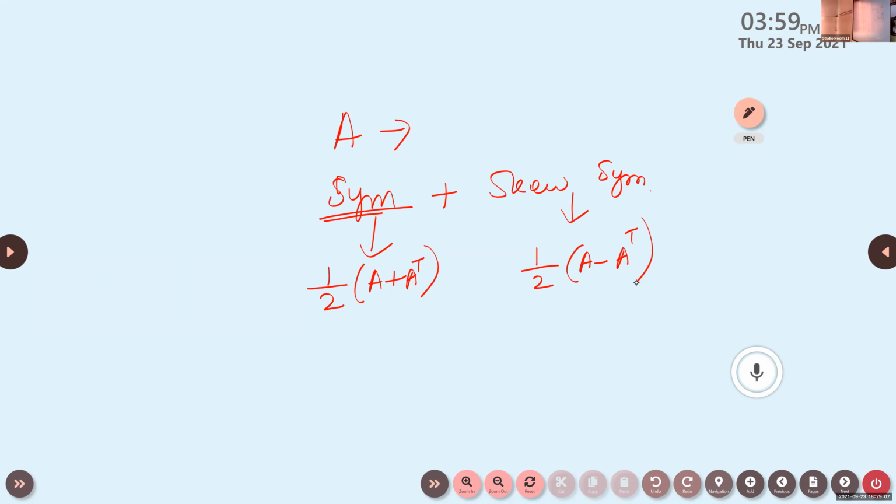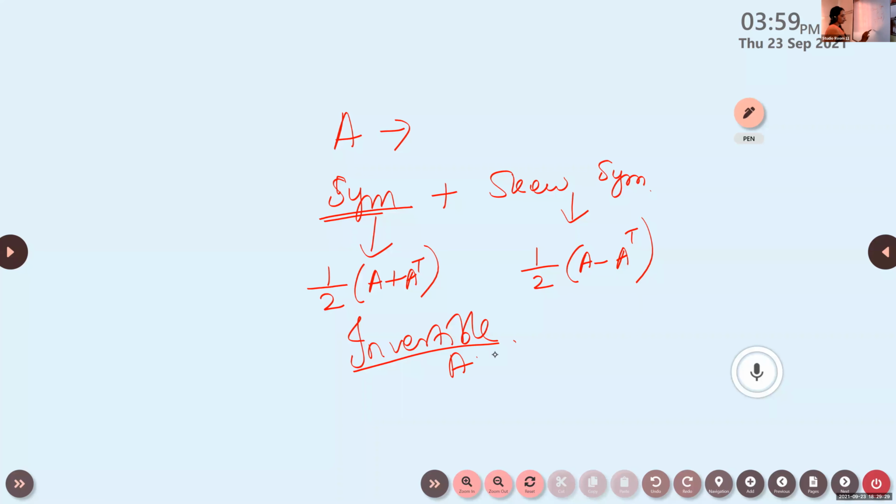The last topic, elementary row and column operations, is deleted. So only up to this we have, and one more part is the definition of invertible. When will you say a matrix is invertible? If the inverse exists, we say invertible. What is the definition we learned there?